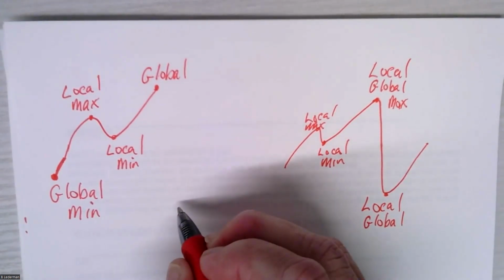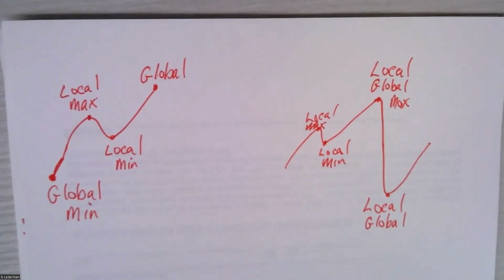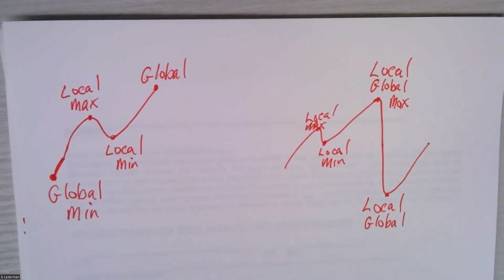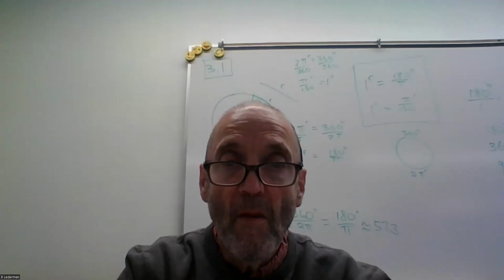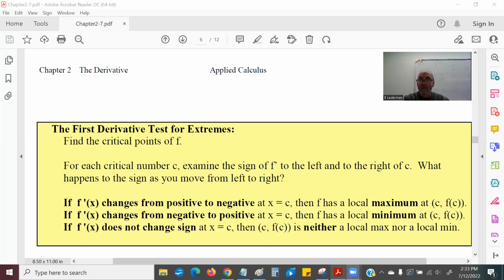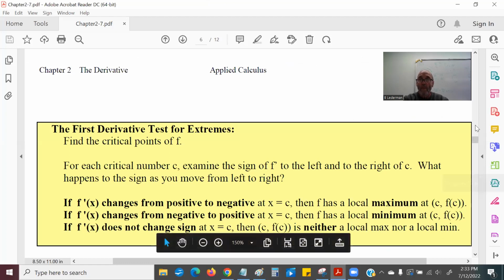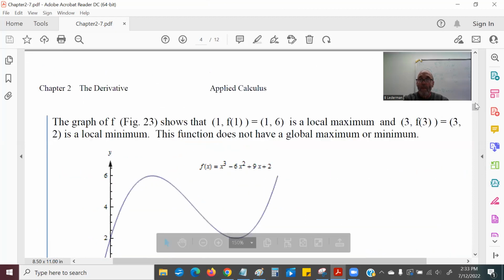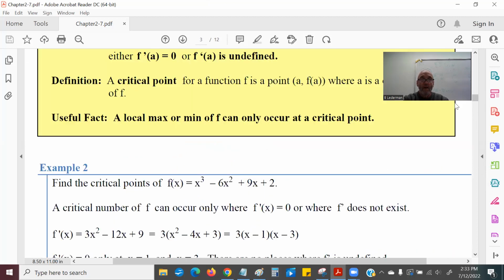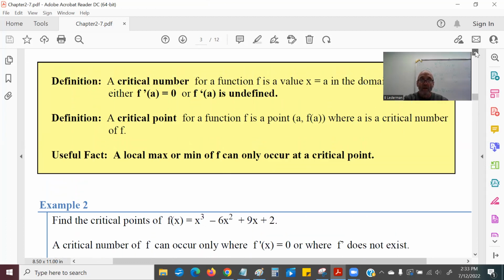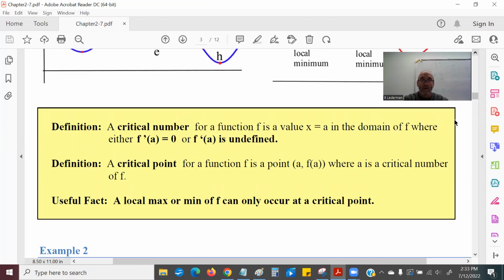Actually, the textbook has it beautifully. So let's switch cameras. I'm going to share my screen. A local max or a local min. Here we go. A local max or min of f can only occur at a critical point.